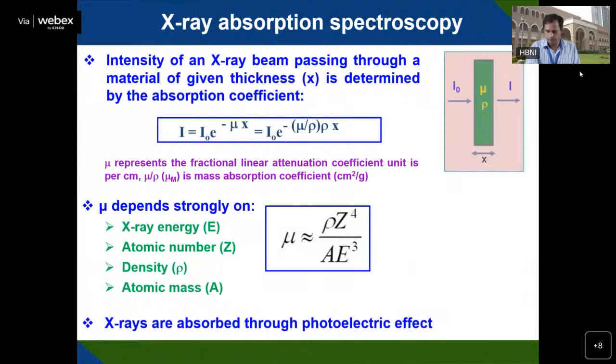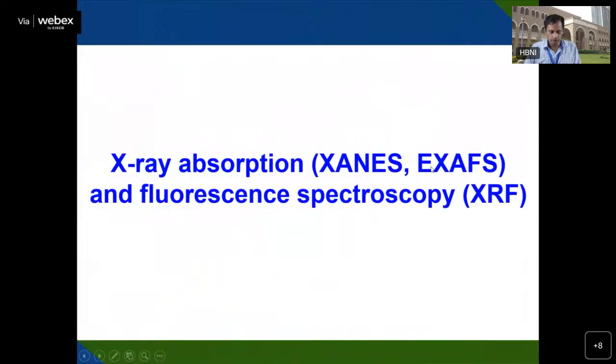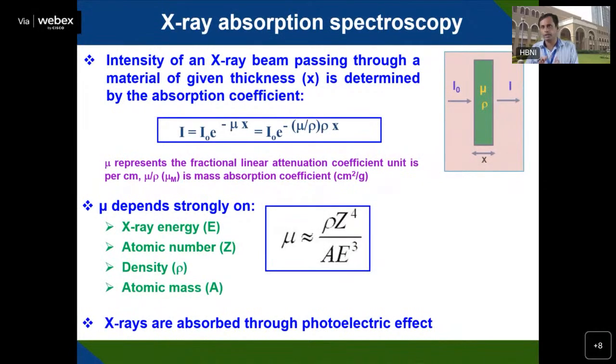That is X-ray absorption spectroscopy. Here I'll discuss extended X-ray absorption spectroscopy and near-edge spectroscopy, as well as some X-ray fluorescence spectroscopy. Whatever I discussed so far is mainly X-ray diffraction techniques: powder diffraction, single crystal XRD, or synchrotron XRD, where I discussed the phenomenon of diffraction. Now we'll talk about X-ray absorption and X-ray fluorescence spectroscopy.